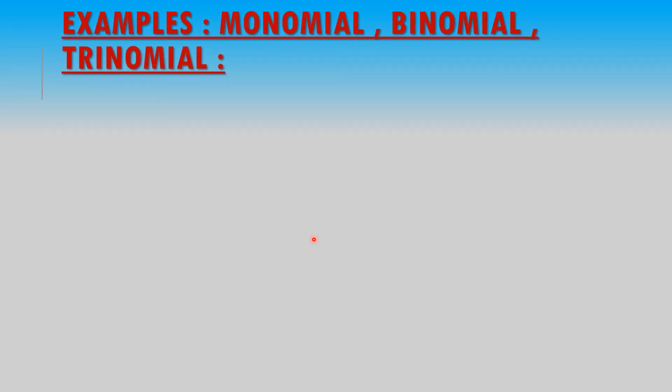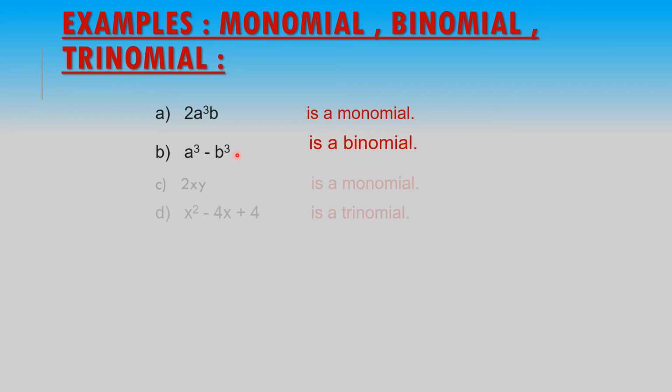So you all have seen what monomials, binomials and trinomials are. Now let us see some examples for monomial, binomial and trinomial. First example, 2a cube b. Here we have only one term, so it is a monomial. Second example, a cube minus b cube. Here a cube is the first term, minus b cube is the second term. So it is called a binomial.